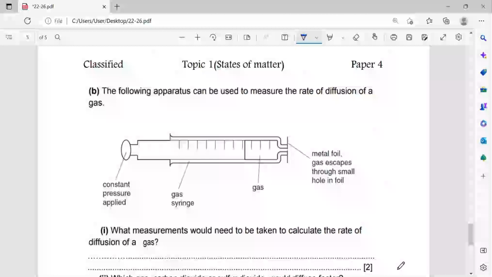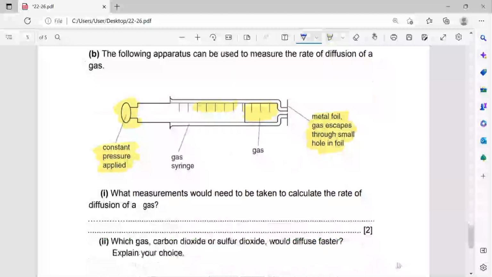The following apparatus can be used to measure the rate of diffusion of a gas. This is a gas syringe. The gas syringe is a laboratory tool used to insert or withdraw or measure the volume of a gas. So here, what measurements would need to be taken to calculate the rate of diffusion of a gas? It is graded here. We have constant pressure applied through the plunger, and we have a metal foil where gas escapes through the small hole here, and the gas is inside.